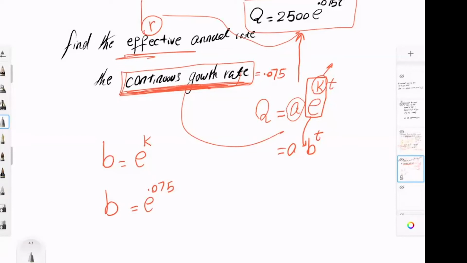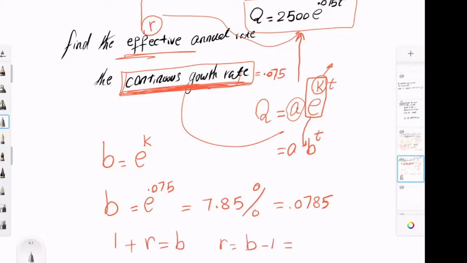Lindsay, what did you get? You're muted. I got 7.85 percent, sorry, 0.0785. So what is R now? One plus R equal to b. R will be b minus 1, which is 0.0785 minus 1. You will get negative, but the homework asks you, is it increasing or decreasing? You're going to say decreasing, whatever the answer is here.